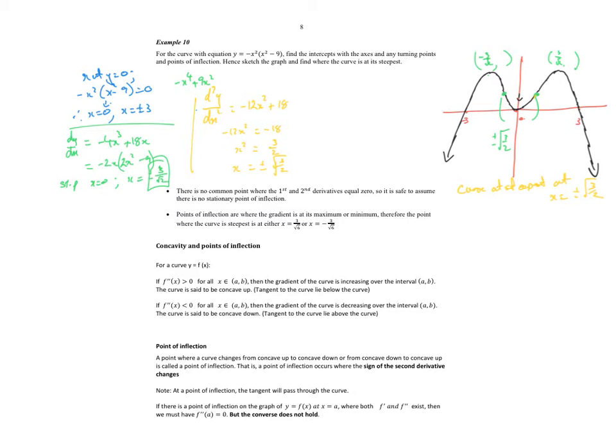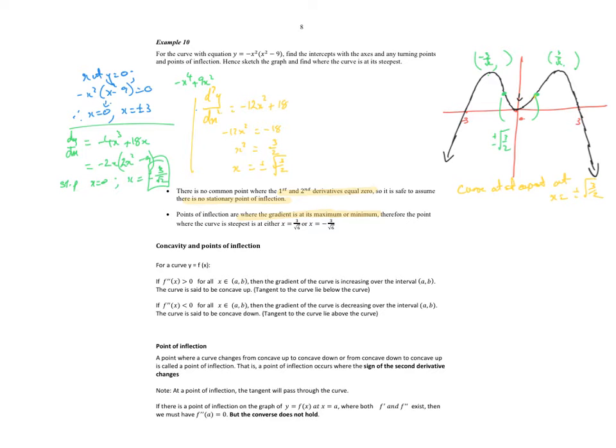So things to note. There is no common point where the first and second derivatives equal 0, so it's safe to assume no stationary point of inflection, and that's what we found. Points of inflection are where the gradient is at its maximum or minimum. Therefore, the point where the curve is steepest is at either 3 on root 6 or negative 3 on root 6. Okay, so steepness just refers to the gradient, not the sign of the gradient.